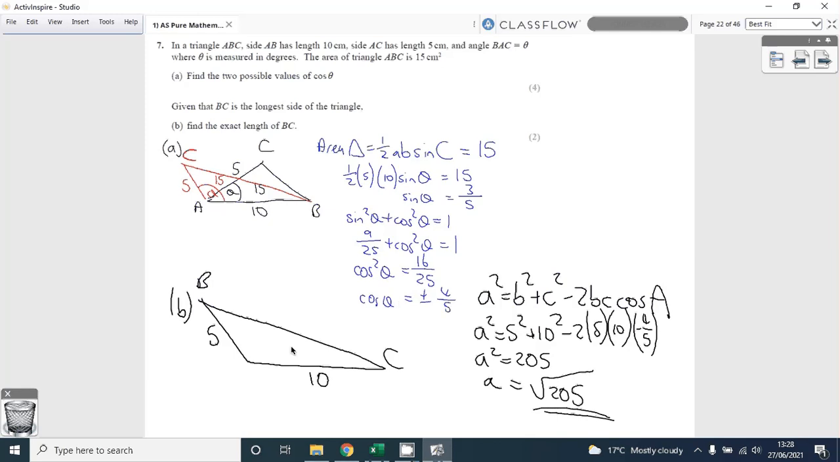And then for part B, find the exact length of BC, given that BC is the longest side. So I'm using the cosine rule here. A is B, B is 5, C is 10. And just looking at what I get when I cos theta either plus 4 over 5 or minus 4 over 5, I can see that I need to be using the minus 4 over 5. This gives me the smallest term here. So the biggest value for A, which is the length I'm trying to work out. So that's going to give me that A is the square root of 205.